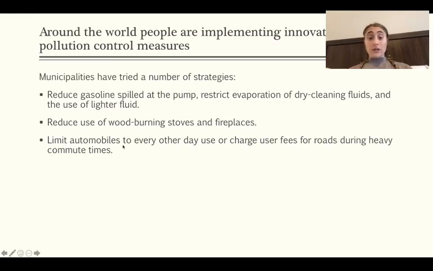Reduce your use of wood-burning stoves and fireplaces. Those are burning things like charcoal or wood, and we know that those are biomasses, and those biomasses have a really high amount of particulate matter in them, and carbon monoxide is a potential release in those as well. So reducing your use of those will reduce those emissions. And then, of course, limiting your use of automobiles. So some places are reducing it to only being able to use your car every other day instead of every day, and staying off the road when heavy commute times are happening. So there's less vehicles on the road, right?